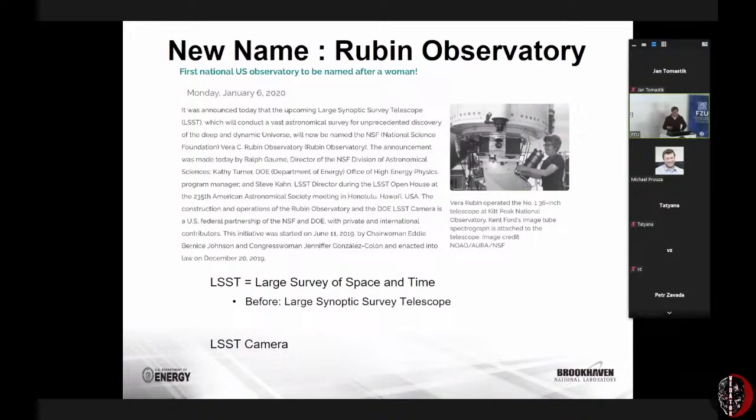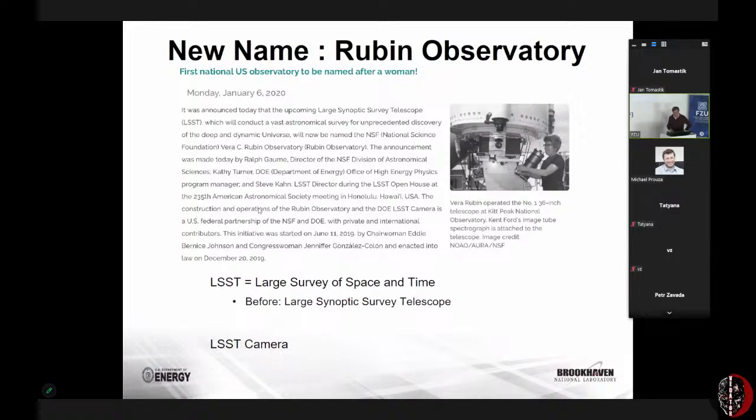So now many people know this observatory as LSST, which stands for Large Synoptic Survey Telescope. But a few years ago, the observatory was renamed, and now it's called Rubin Observatory or Vera Rubin Observatory, to honor the contributions of Vera Rubin to astronomy. As people know, she is responsible for the first observation of the galaxy rotation curves, which eventually led to the notion of dark matter. So it's one of the most prominent proofs of the existence of dark matter in astrophysics.